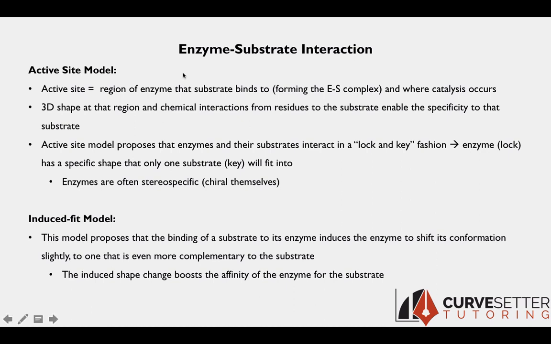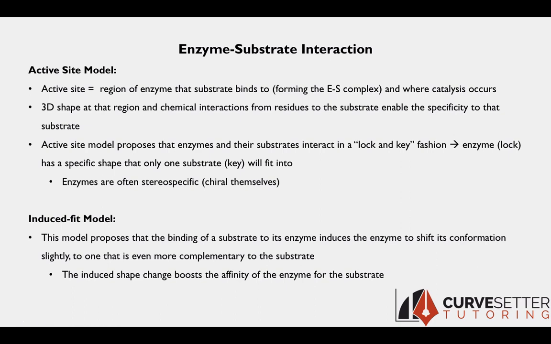So the active site model, well, first we'll talk about what is the active site. The active site is the region of an enzyme where a substrate binds. And you're going to see me abbreviate enzyme-substrate complex as E-S complex. And that's also the site where catalysis occurs. So the active site model says that the 3D shape at the active site and the chemical reactions present at that site enable the specificity between the enzyme and the substrate.